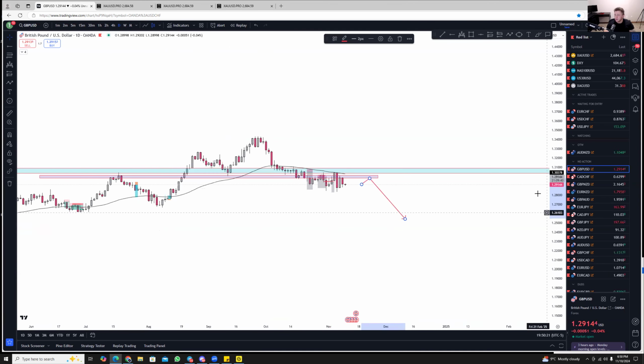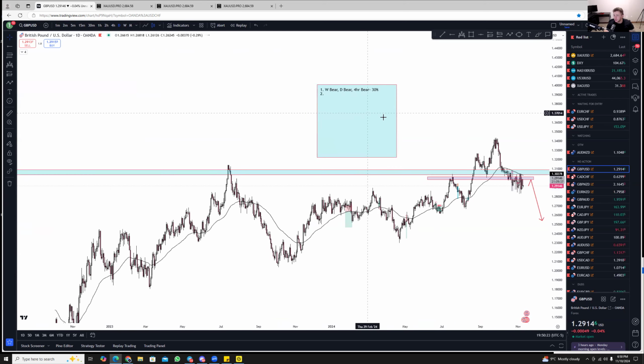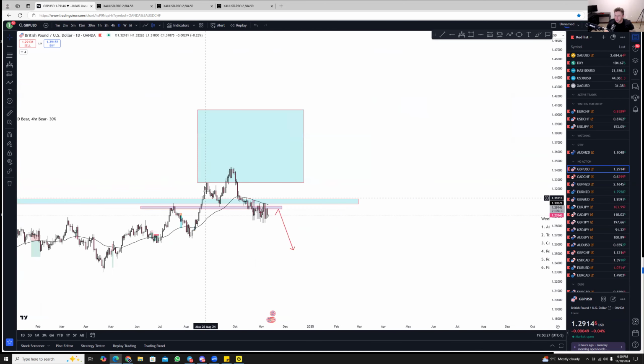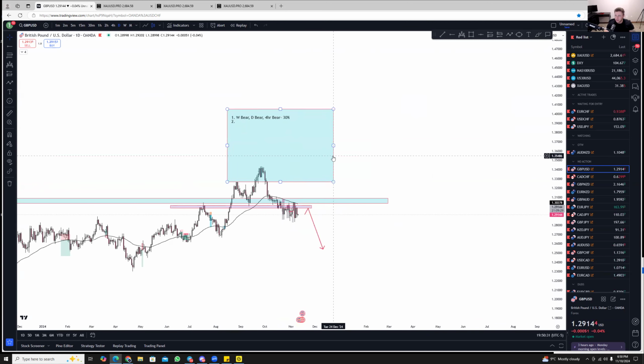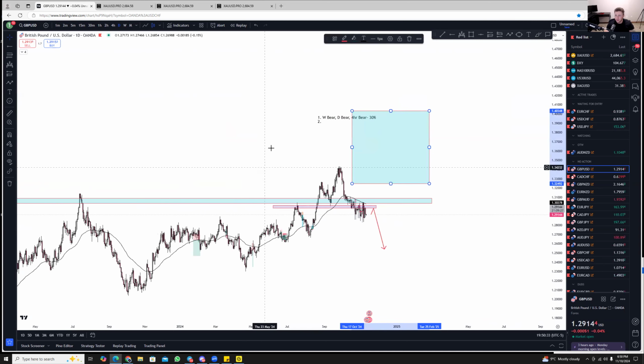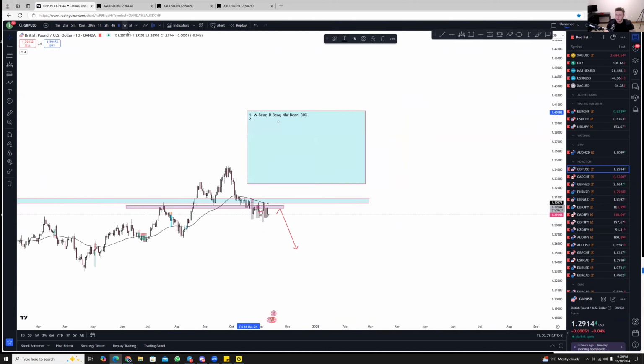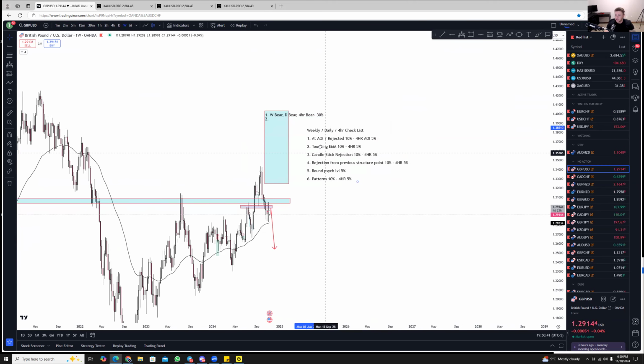So let's get our cheat sheet, our chart going over here so we can see it better. Let's get this going right here. All right, there we go. Where's our little cheat sheet? Cheat sheet's right here.